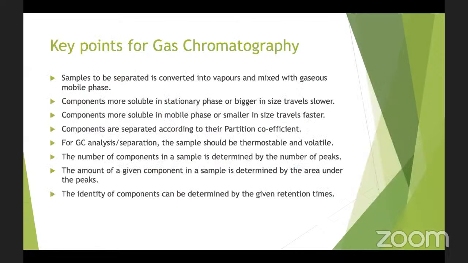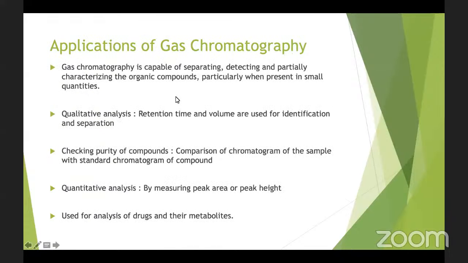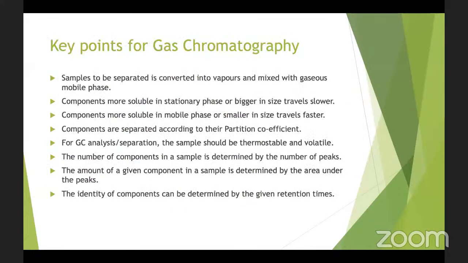Now, there are a few key points, or rather take-home messages, of gas chromatography. The sample to be separated should be converted into vapor and mixed with the gaseous mobile phase. Components which are more soluble in the stationary phase or bigger in size travel slower. Components more soluble in the mobile phase or smaller in size travel faster. Components are separated according to their partition coefficient.